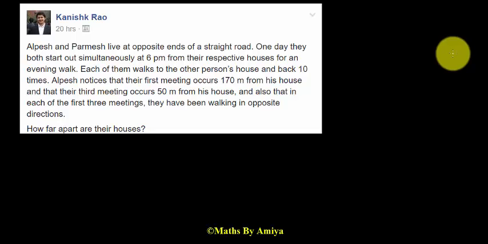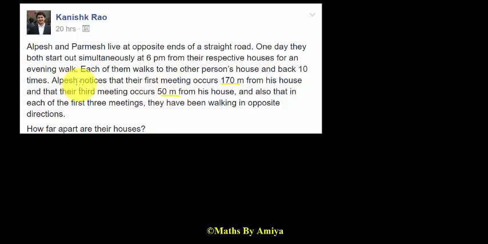I hope you have solved the question. The question is almost the same. Alpesh and Parmesh live at opposite ends of a straight road. One day they both start out simultaneously at 6 p.m. from their respective houses for an evening walk. Each of them walks to the other person's house and back 10 times. Alpesh notices that their first meeting occurs 170 meter, and here the important point is 170 meter from his house, and their third meeting is 50 meter from his house.